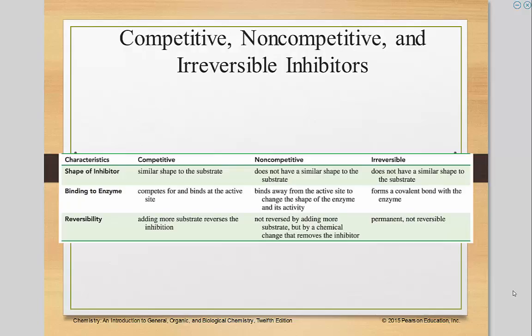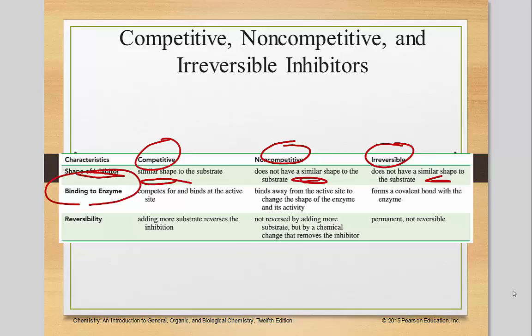Okay, so here are the three kinds: competitive, non-competitive, and irreversible. With the competitive, the shape is similar; for the non-competitive it's not, and for the irreversible it's not the same shape because it's a different compound. It actually destroys the enzyme by binding to it. The competitive goes to the same active site. The non-competitive goes to a different site on it and changes the shape of the active site. And the irreversible forms a covalent bond with the enzyme, so it actually changes the reactivity of it by changing the compound altogether.